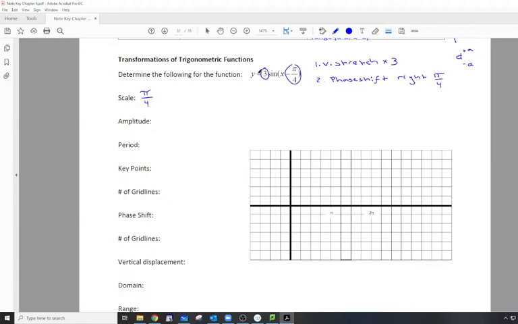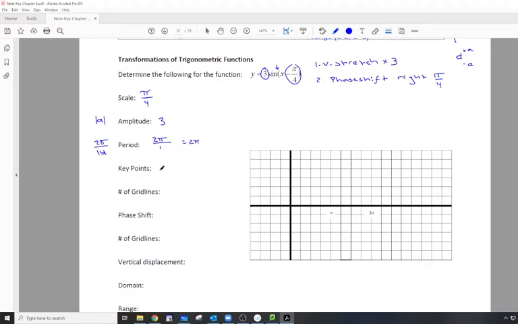Then what is the amplitude? Well, the amplitude of my equation is 3 because the amplitude is always the absolute value of a. Your period is 2 pi divided by the absolute value of b. So it's going to be 2 pi divided by 1, because there's a b value of 1 in there. So my period's just 2 pi.